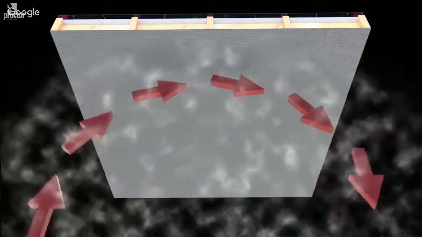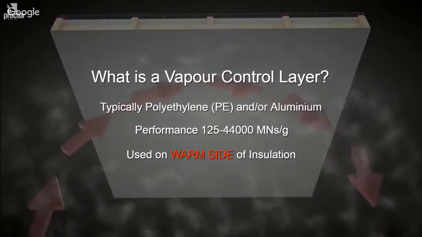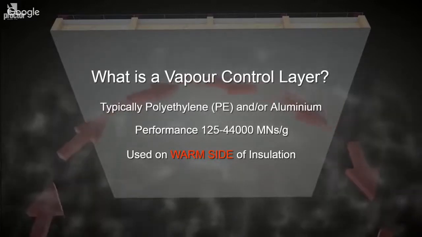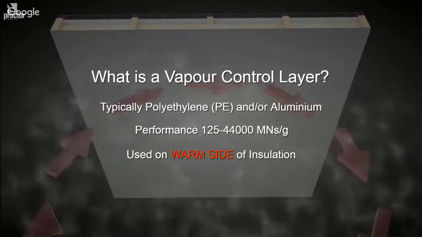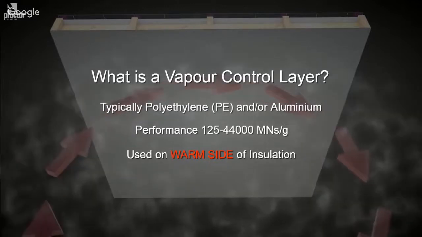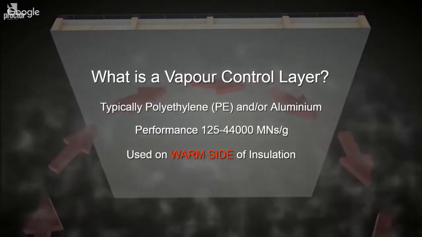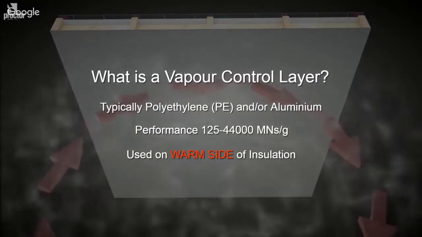Vapor control layers are generally made of polyethylene. Now that could be unreinforced or reinforced depending on the application. If a much higher performance is required, it can be supplemented with a layer of aluminium, which gives it a much higher vapor resistance. The performance required from these vapor control layers is much more closely linked to the building usage than is the case for breather membranes.